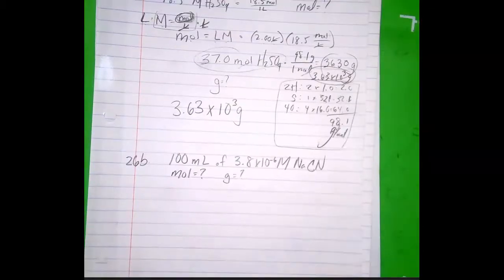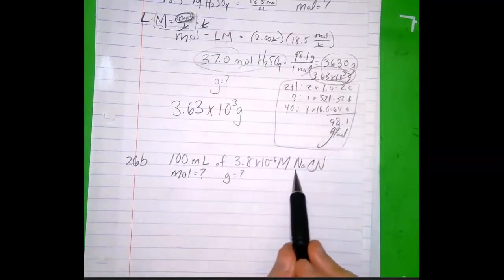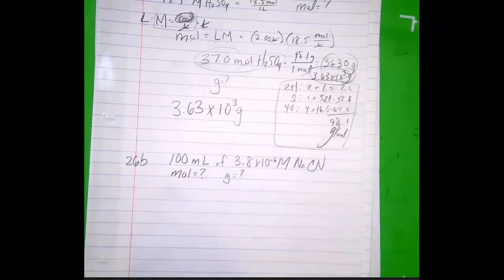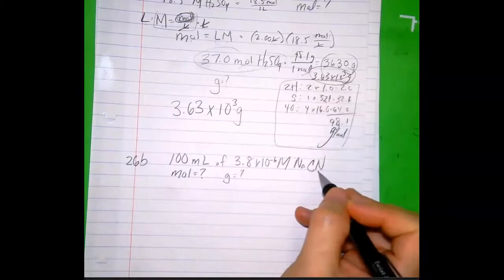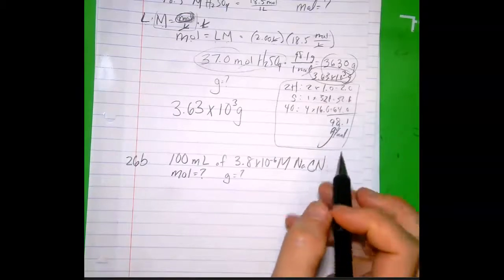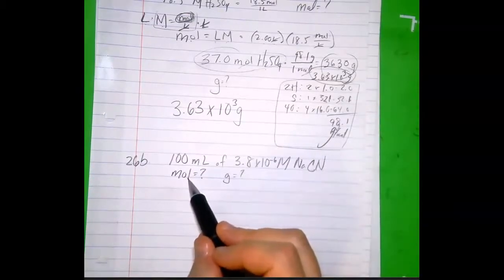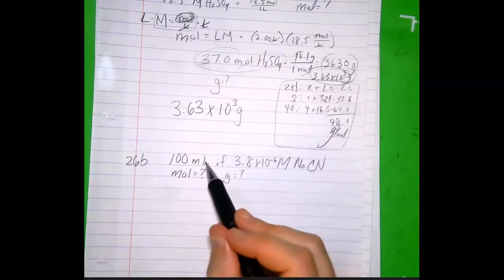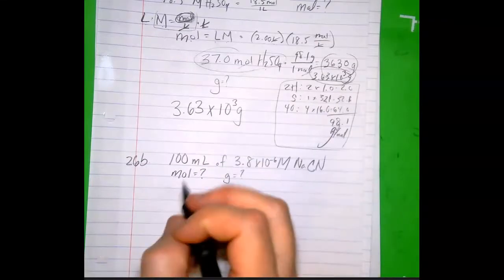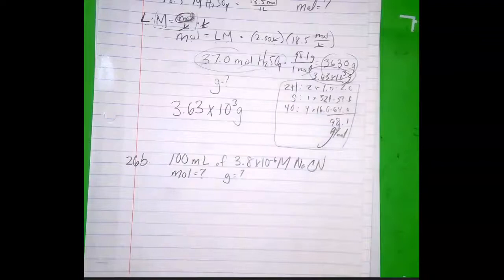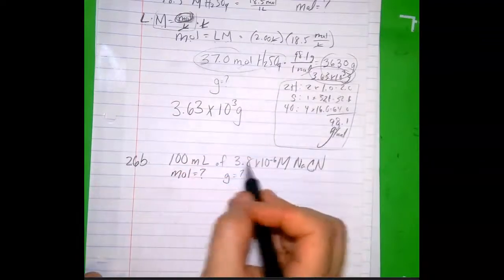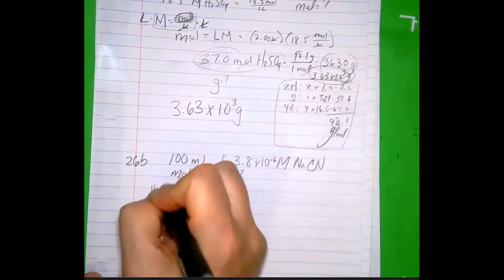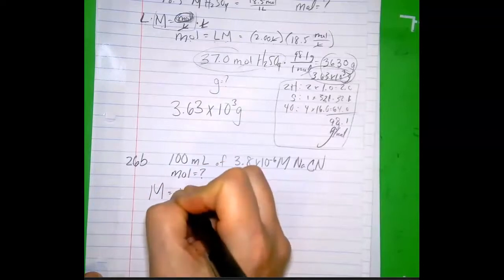Okay, we're given 100 milliliters of 3.8 times 10 to the negative 6 molar sodium cyanide. The minimum amount for lethal injection, it says. Ooh, cyanide is a lethal anion. And we want to find the number of moles and also the grams in this solution. So we have identified the givens and the unknowns. What's our formula? The same as it's ever been.